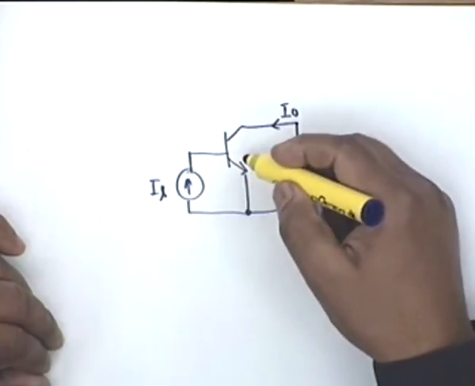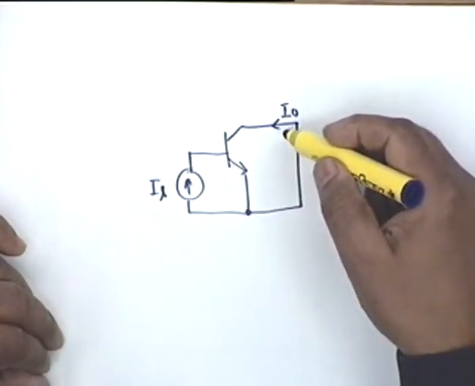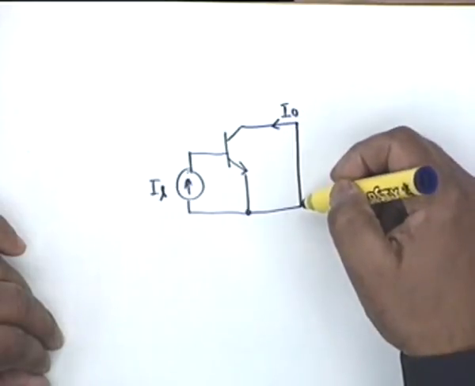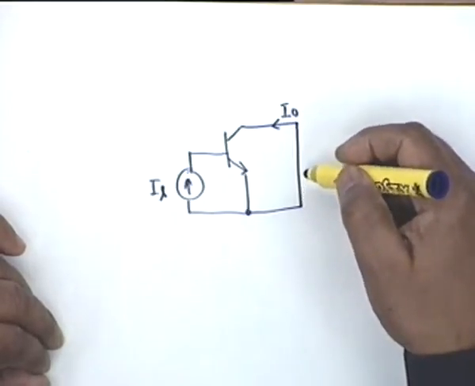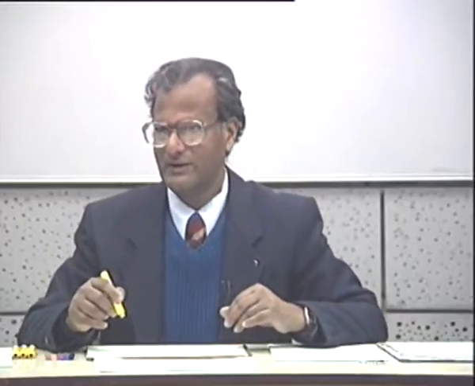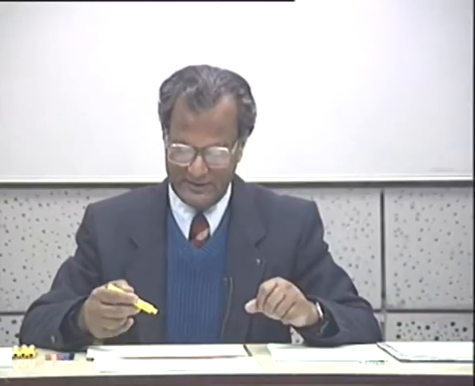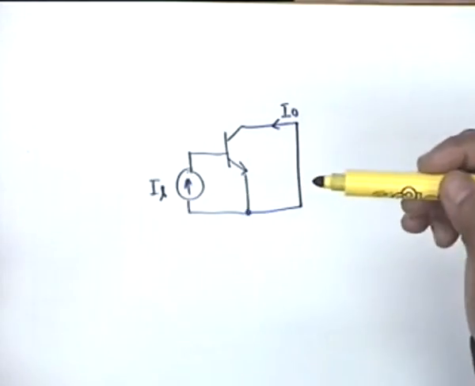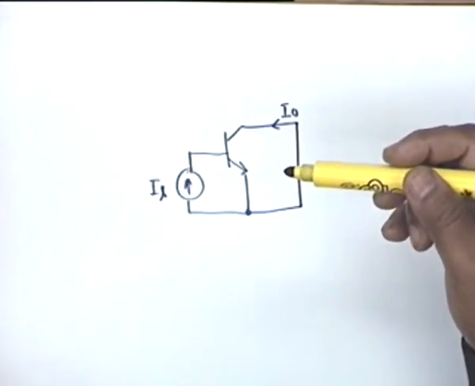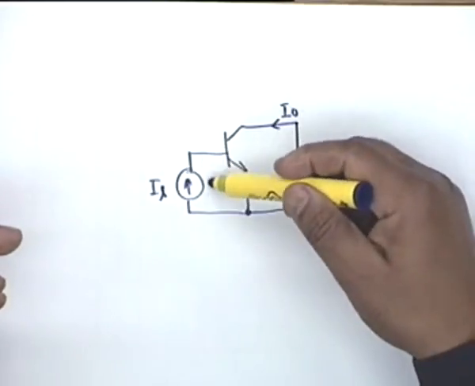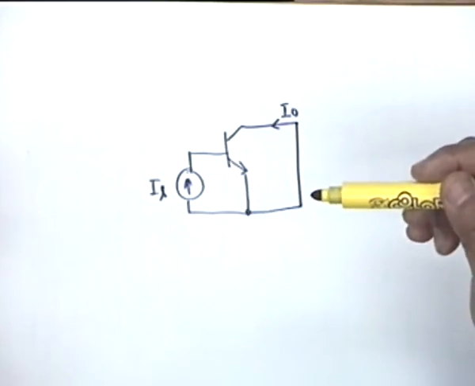We have biased this properly, and then as far as AC is concerned, we have short circuited the load. Maybe we have connected a large capacitor, and we want to measure the current in this short circuit. The input is a current generator, that is, a voltage generator with infinite impedance, so its shunt impedance is infinity.